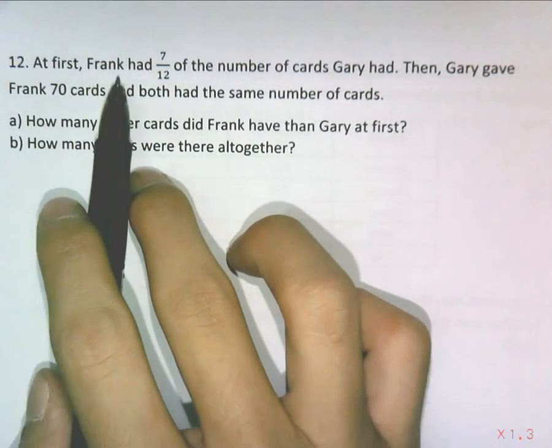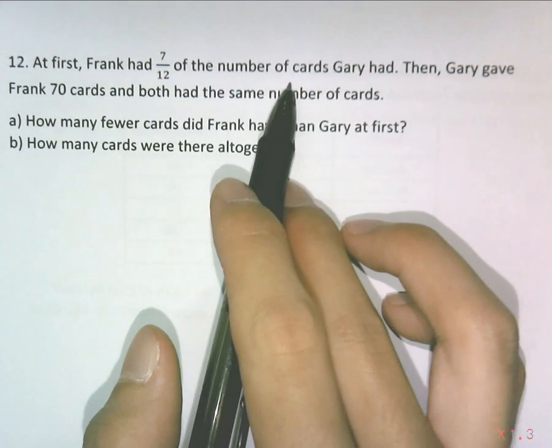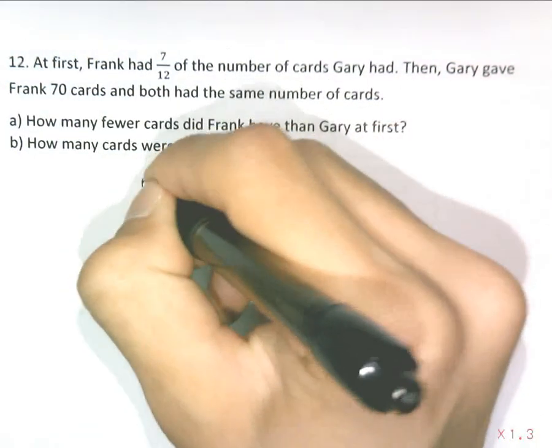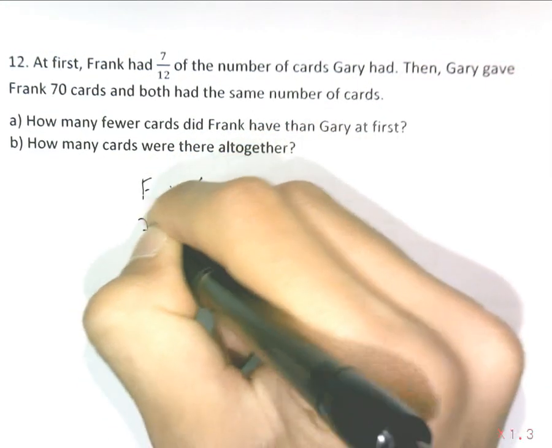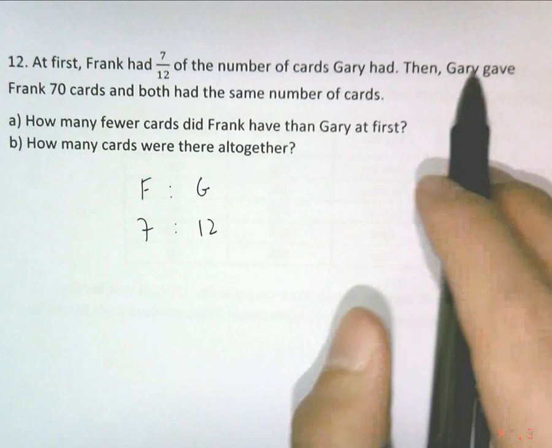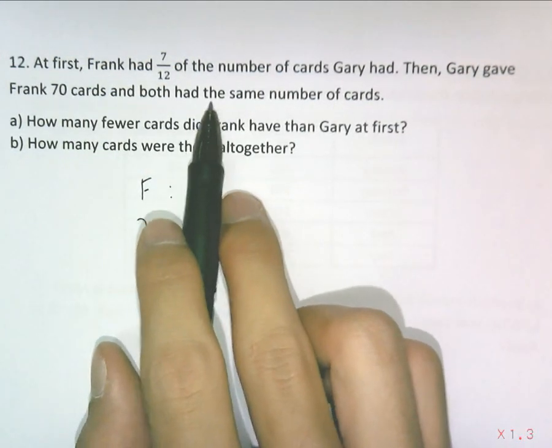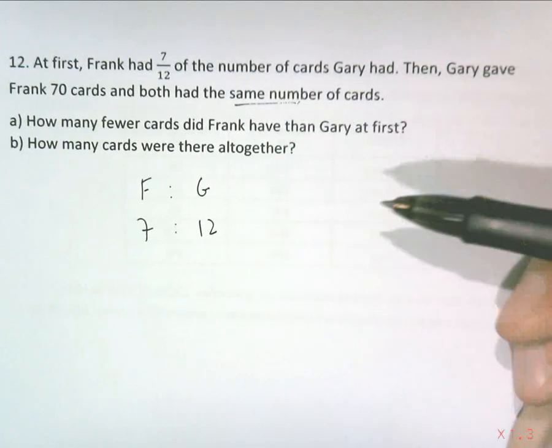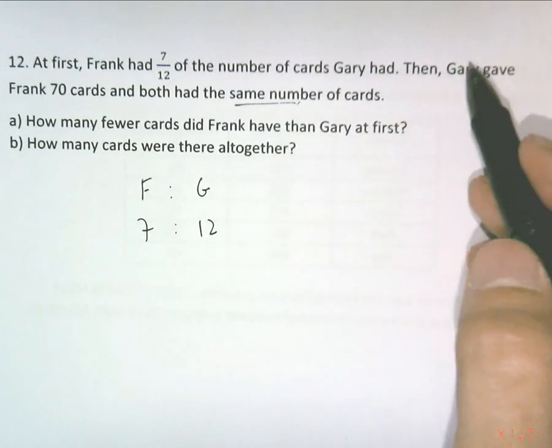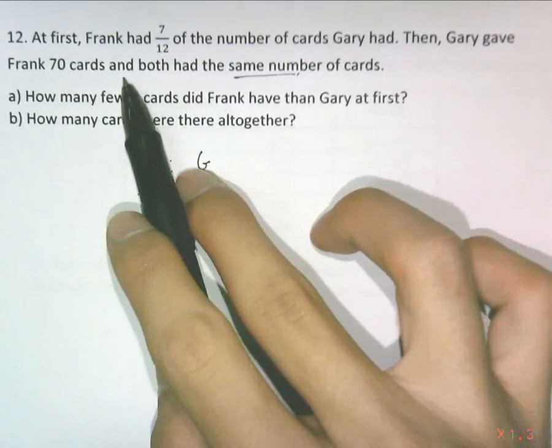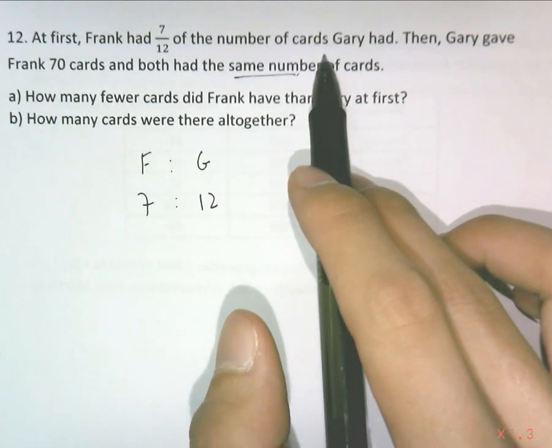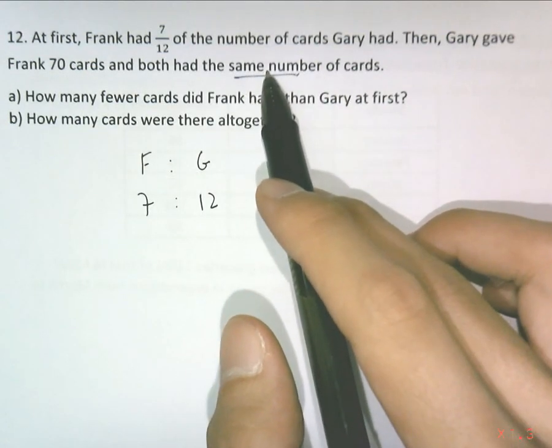Now, first, Frank had 7 out of 12 of the number of cards Gary had. So start off with Frank to Gary is 7:12. It's further given that Gary gave Frank 70 cards and both of them had the same number. So it's within the two of them only. It's just passing cards to him. So there won't be a change in the total that they have.